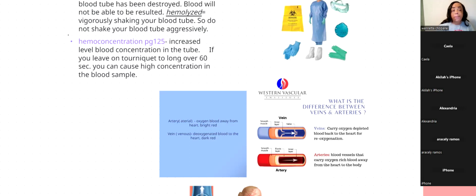Remember, as phlebotomists, you never draw from the artery. Can you get blood from the artery? Yeah, but we draw from the veins because the arteries are too deep. You actually have to go through specialized training to draw blood from the arteries. Even nurses don't draw from the arteries. Typically, doctors and respiratory therapists draw from the arteries.